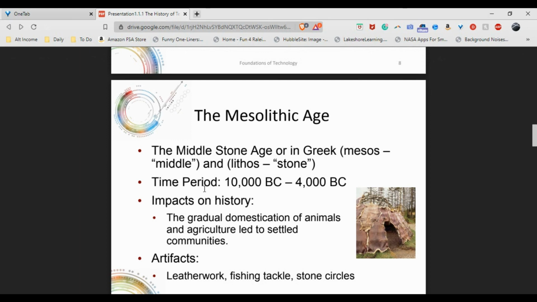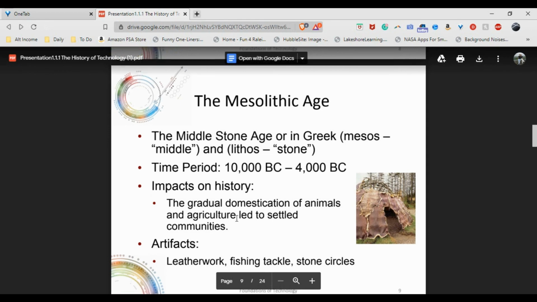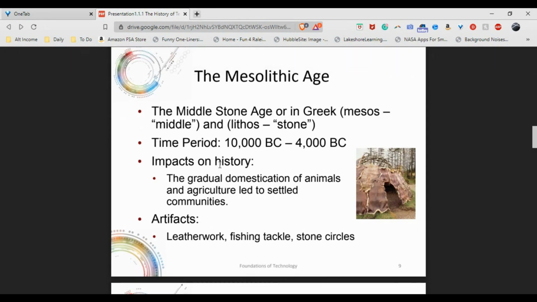This is between about 10,000 BC and about 4,000 BC. So, gradual domestication of animals. Now we're not just going out and hunting for food. We're actually able to care for food and raise that food. Agriculture led to settled communities, so we're not having to travel as much to go and find our food. So we're getting into leather work, fishing tackle. So we're creating fishing line, fishing hooks, more stone circles.